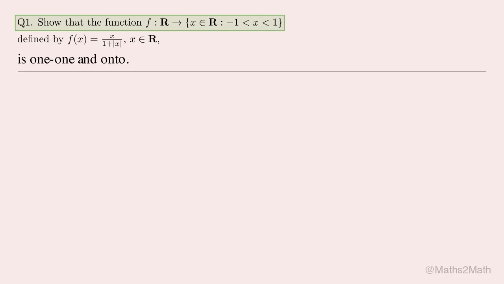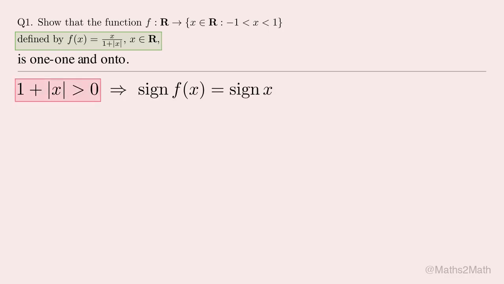Question 1. This function squeezes the whole real line into the open interval from -1 to 1. The formula is x over 1 plus modulus of x, and we must show it is 1-1 and onto. First, notice the sign of f of x matches the sign of x, since the denominator is always positive.